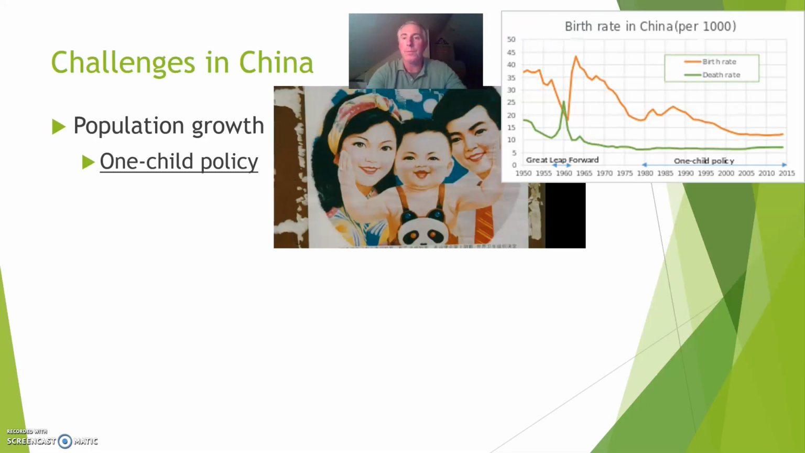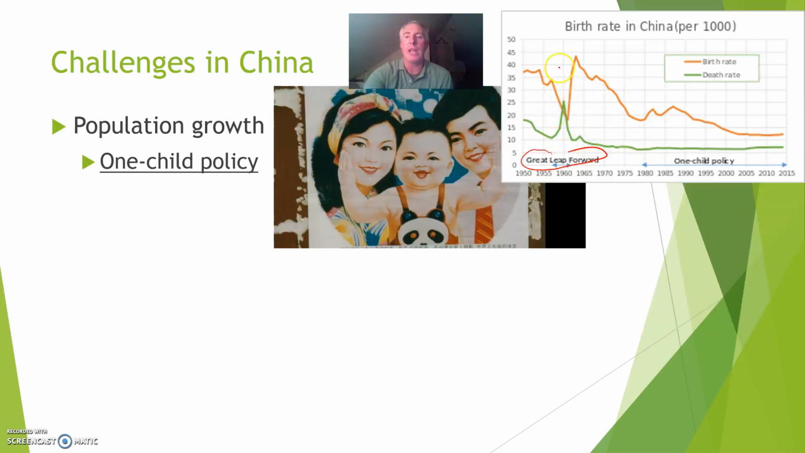There we go. All right, so the orange line represents the birth rate. The green represents the death rate. You notice here the Great Leap Forward in the 1960s. Remember what we learned about back in Chapter 30. That was due to the famine implemented because of the Great Leap Forward. The birth rate dropped precipitously, and the death rate rose because of the millions that died in famine.